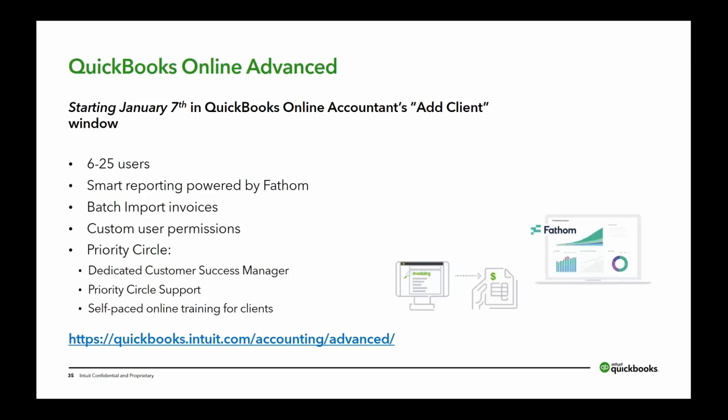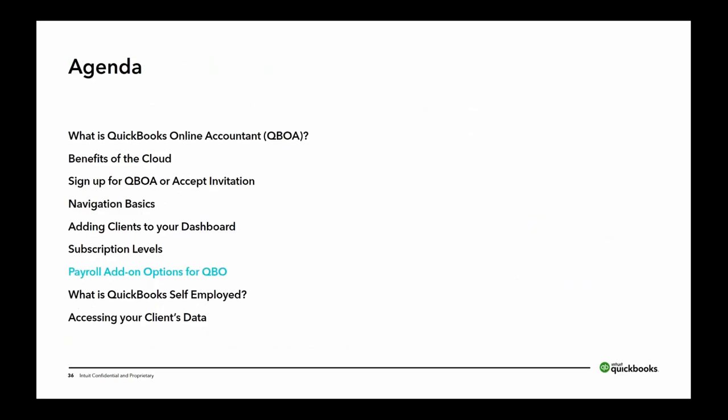With that, I've got some more information about the advanced version. If you want to check it out, click on that link. Starting January 7th, we did add QuickBooks Online Advanced to your wholesale window in QuickBooks Online Accountant, so you're able to add it. I'll show you what that looks like when we get to the demo portion. Now, those are the 4 versions of QBO, in this order: Simple Start, Essentials, Plus, Online Advanced.